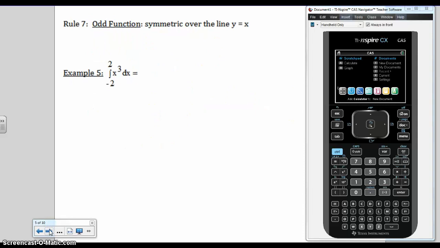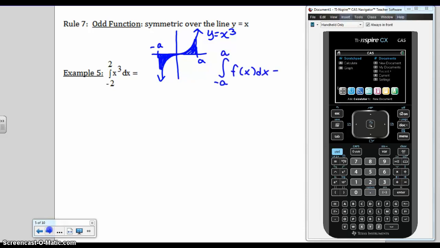So odd functions are symmetric over the line y equals x. And a really easy odd function to think about is a cubic, y equals x cubed. And so with an odd function, if you take the area from negative a to positive a, these integrals are actually going to cancel each other out, because they're going to be the same value, but one's going to be positive and one's going to be negative. So if you take the area from negative a to positive a of an odd function, that integral has to equal 0, because we have a positive area and a negative area of the same value, so they're going to cancel each other out. So in example 5, that has to be 0.